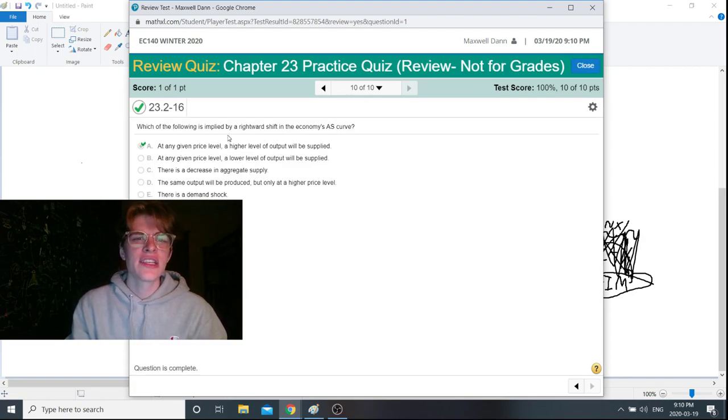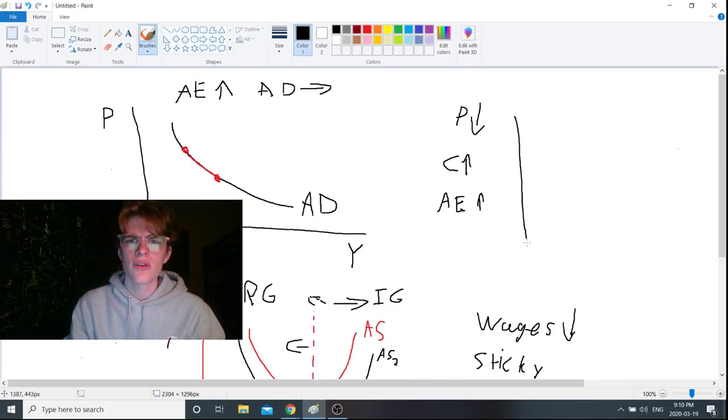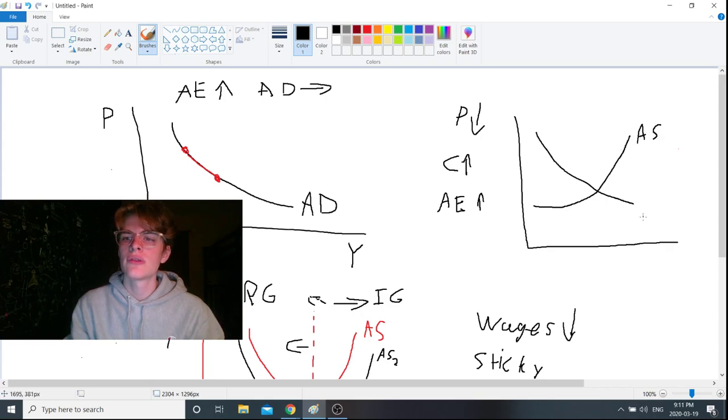And lastly, which of the following is implied by a rightward shift in the economy's AS curve? So here, let's draw that over here. A rightward shift in the AS curve. So we have our AS model, AD, and here is potential output at Y star. This is graphed on Y, which is GDP, and the price level.